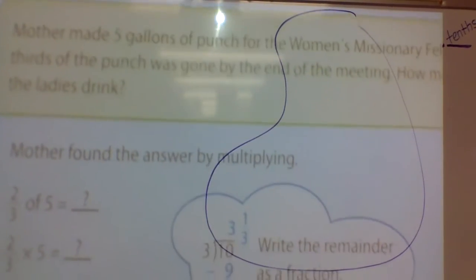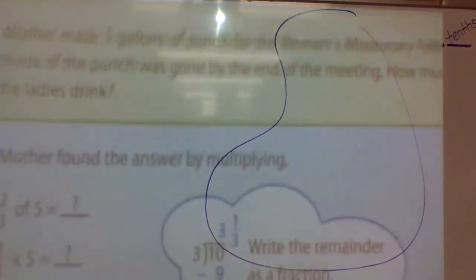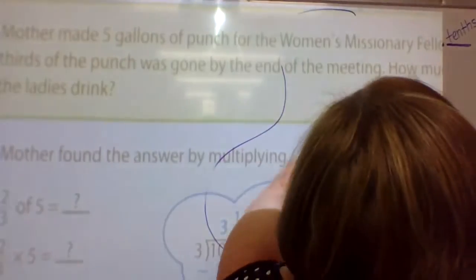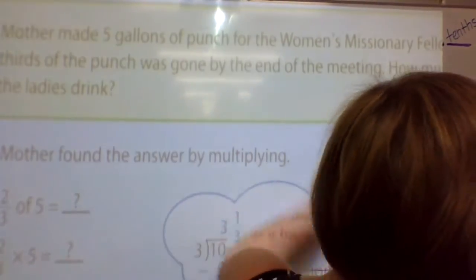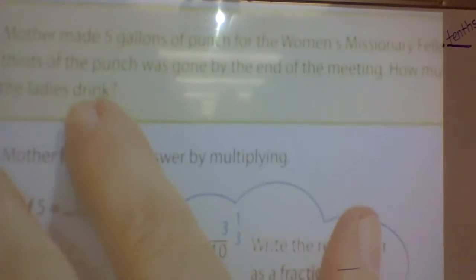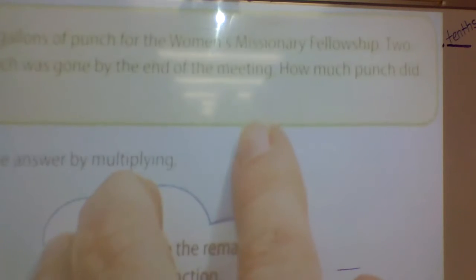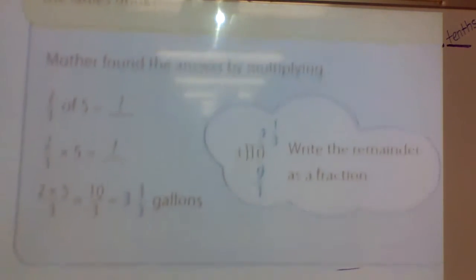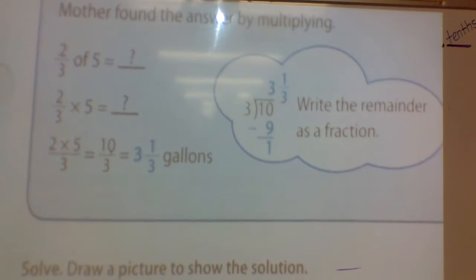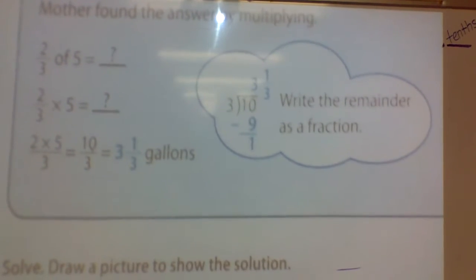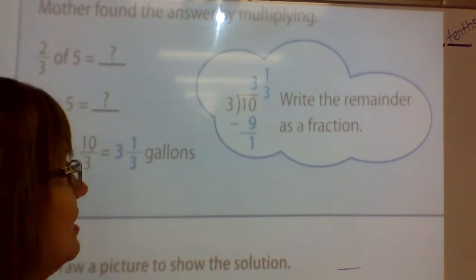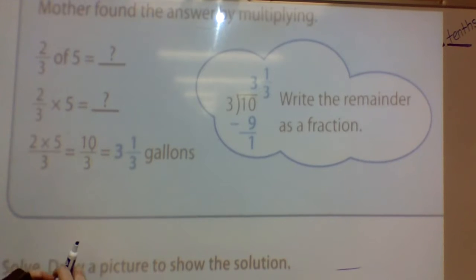Okay, so here's the second one. Mother made 5 gallons of punch for the Women's Missionary Fellowship meeting. 2/3 of the punch was gone by the end of the meeting. How much punch did the ladies drink? Okay, it says Mother found the answer by multiplying. Remember yesterday, multiplying I think is still easier. So you do 2/3 times 5.